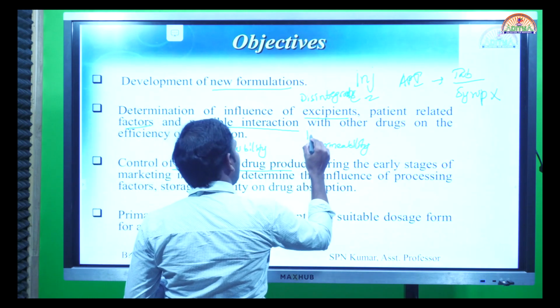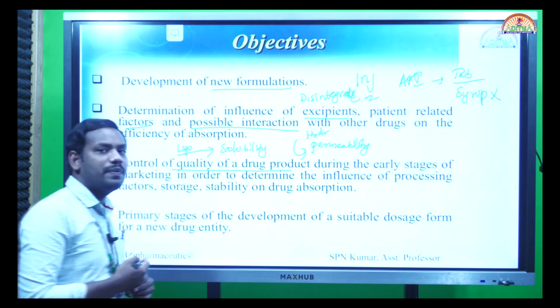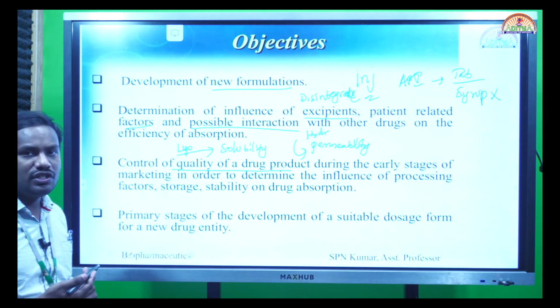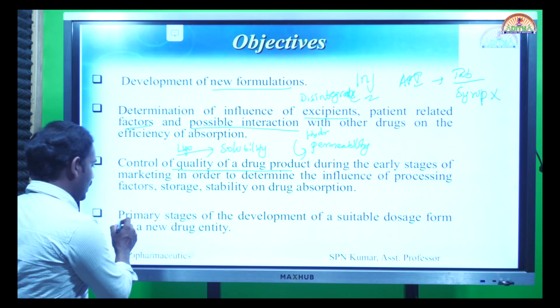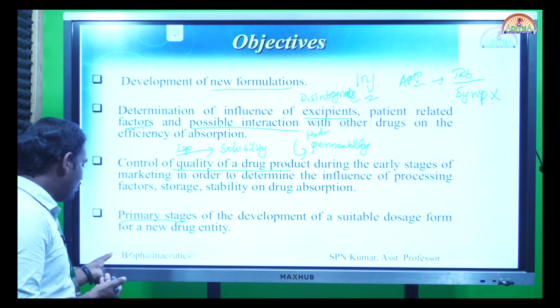Those which are hydrophilic in nature have a rate determining step with respect to permeability. So it also helps in the development stages of the drug. In the primary stages, we can rule out whether this candidate is an ideal candidate or it's not suitable for my formulation by using these bioavailability parameters.